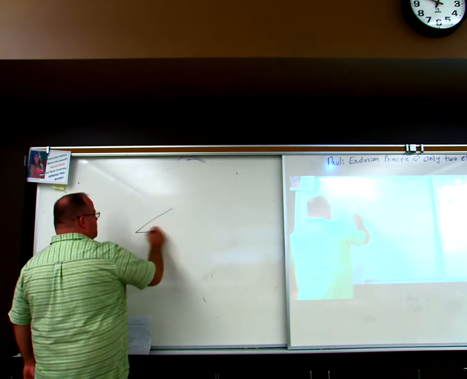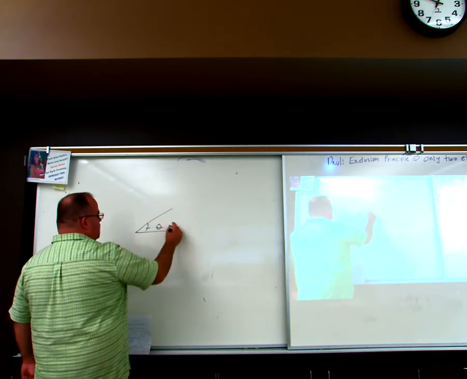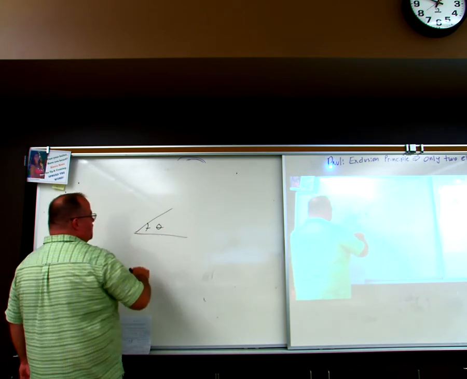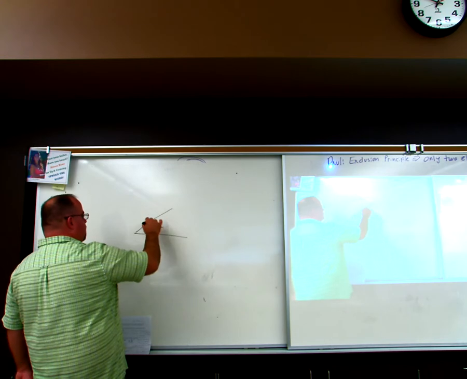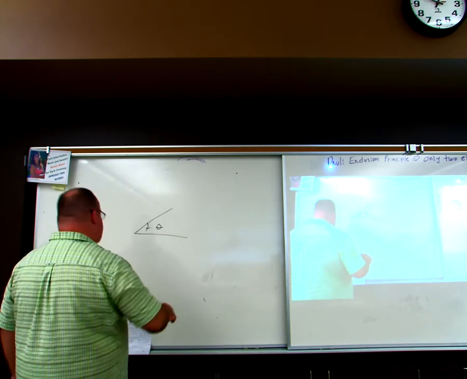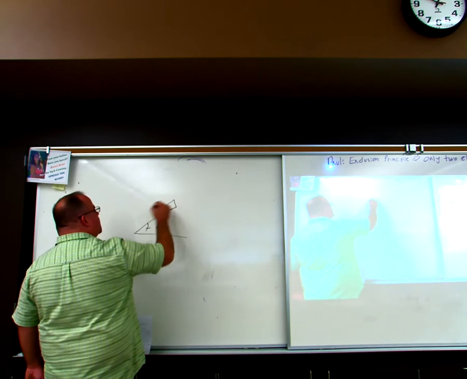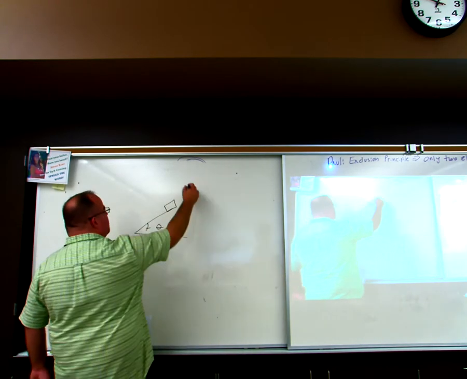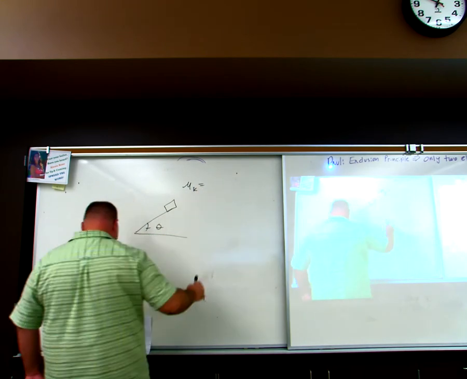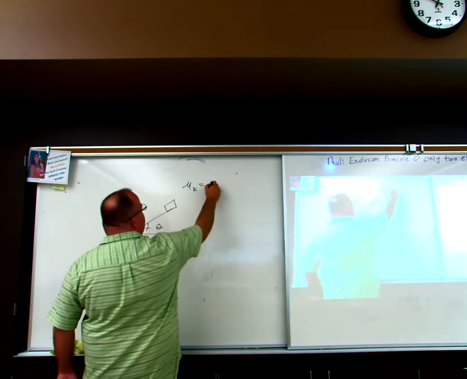Okay, now the next one. You had a ramp and a block of wood. You're given the mu sub k as 0.35.